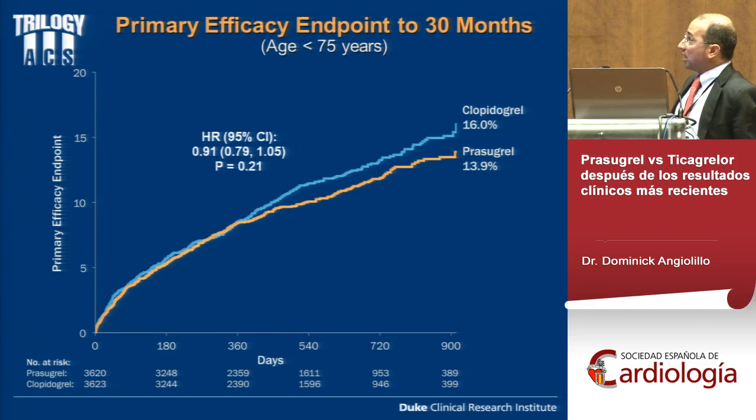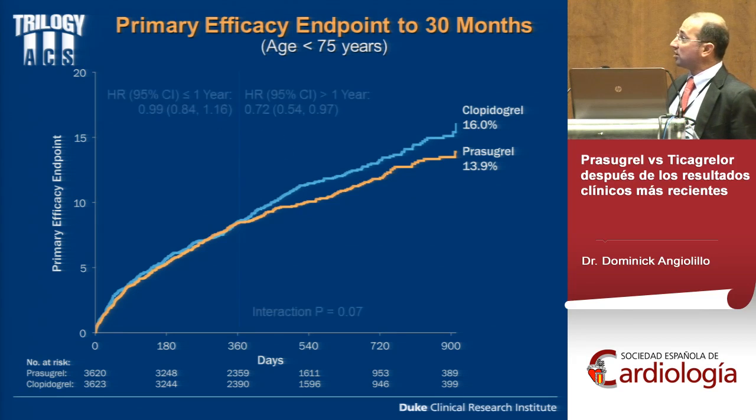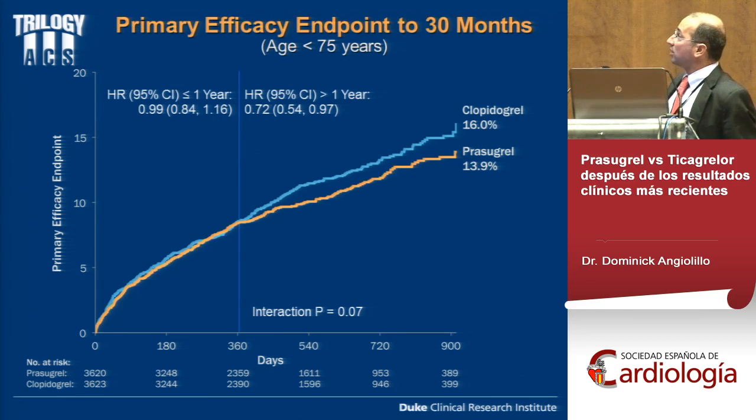We cannot say the same for prasugrel. These are the results of TRILOGY ACS, which was specifically designed for a medically managed ACS patient population. The trial did not meet the primary endpoint. There was very nice post hoc and subgroup analysis. We can speak as much as we want of all these interesting findings, but when you have a primary outcome which was not met, unfortunately, we cannot apply it to our clinical practice.